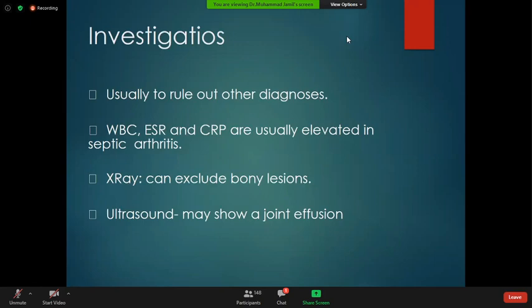What are the investigations? Investigations to rule out other diagnoses. We have to rule out infection, so we will do the baseline tests: WBC, ESR, CRP, C-reactive protein, and we will exclude reactive arthritis. These will be normal. X-ray will exclude bony lesions, and ultrasound may show joint effusion.